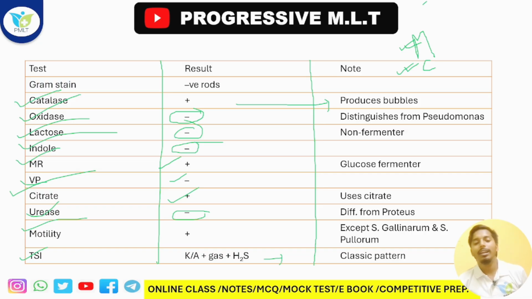Okay, and you will understand these particular things when you attend the biochemistry class. Biochemical tests are all part of general microbiology. If you understand the biochemical tests first, before systemic microbiology, you can understand it properly. Okay, we have already covered the biochemical tests.